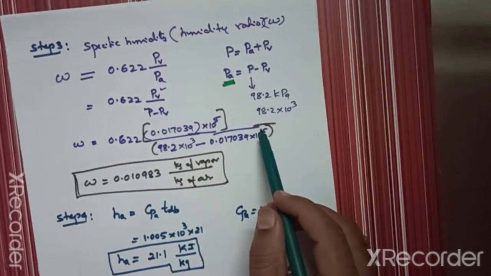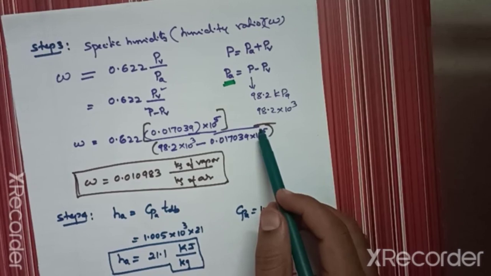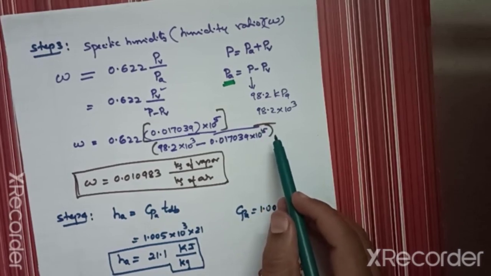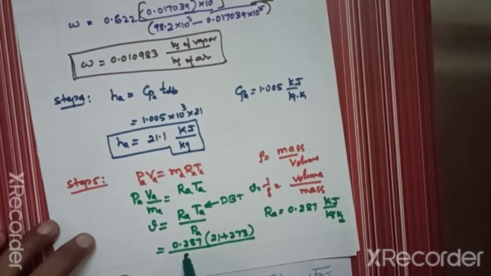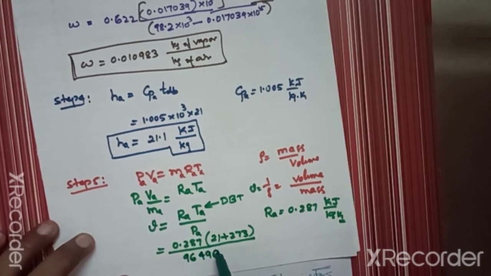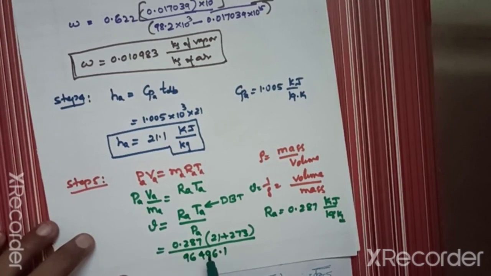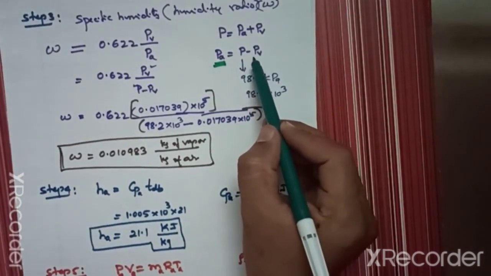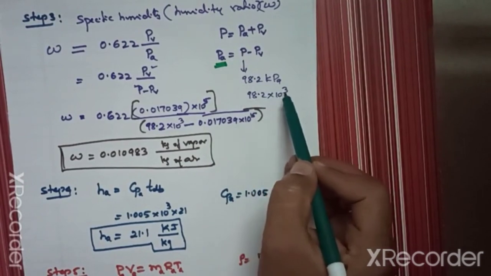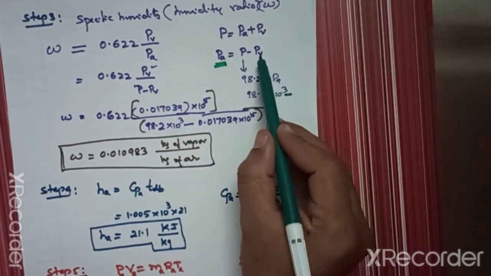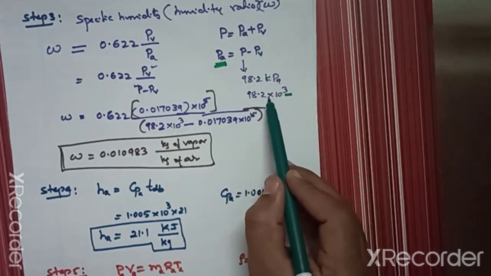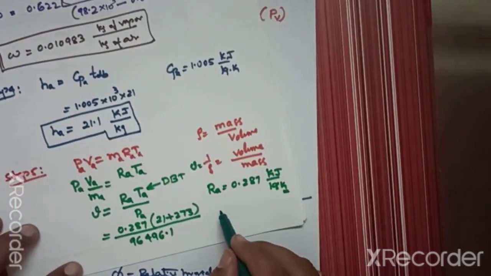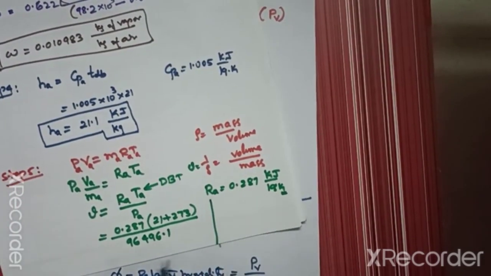So pressure of the air, I will get 96496.1. I will do it in the calculator here. So 96496.1 is the value of pressure of the air. Using this equation I have calculated. So here P is 98.2 into 10 power of 3 minus, be careful, the pressure of the vapor should be in Pascal, because you have taken in Pascal. Understood? So let me do it here. I will calculate here only for your understanding purpose.